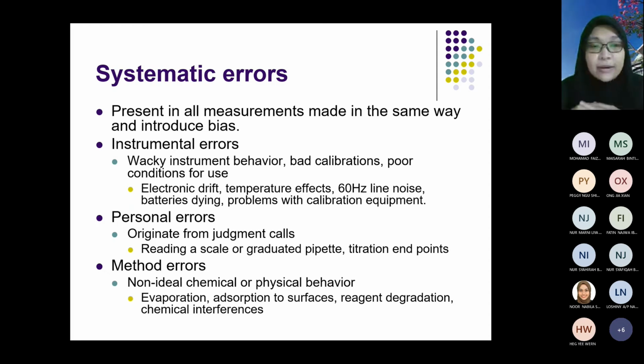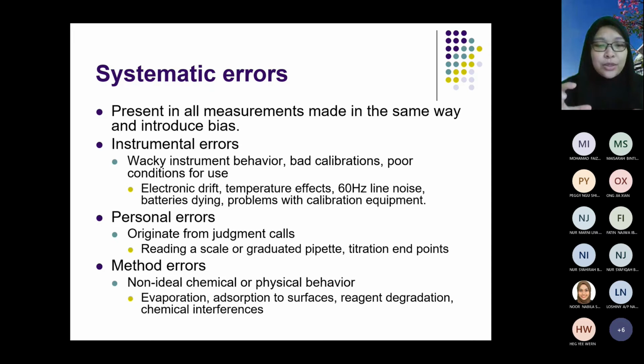While personal error originates from judgment calls, for example, reading a scale or graduated pipette, titration endpoints. For example, just now we looked at the burette. It is to the nearest 0.01 milliliter. So while taking the reading, it is your own judgment. Saya nak sepatutnya 0.01 tapi you bagi jawapan 50.1. It's supposed to be 50.10, 2 decimal places. So that is personal error.